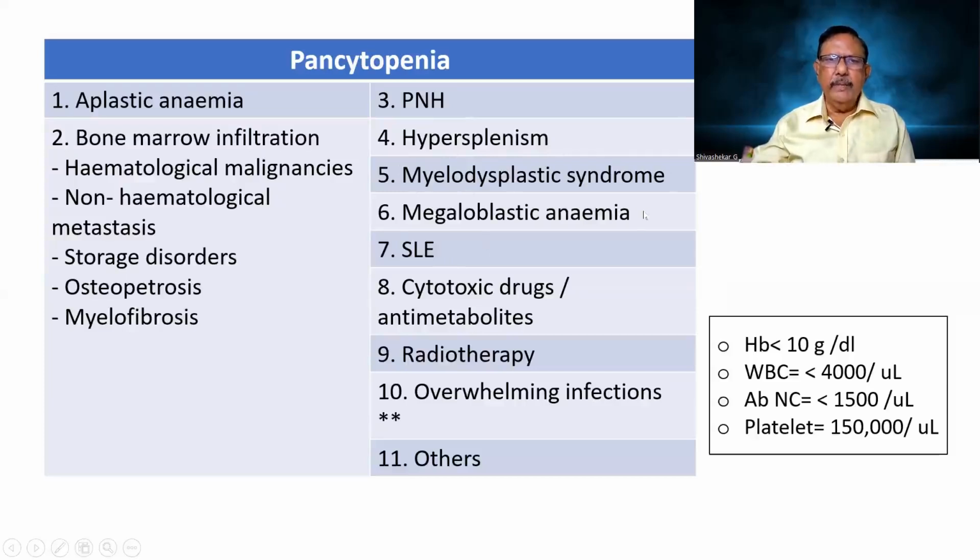Megaloblastic anemia. It can be a type of a hemolytic anemia, but then in megaloblastic, I find that there is a DNA defect. Therefore, there can be suppression of all the three elements. SLE, we had seen, cytotoxic drugs, antimetabolites, radiotherapy, overwhelming infections, and others. So this is a list for pancytopenia, and these are the demarcating features.